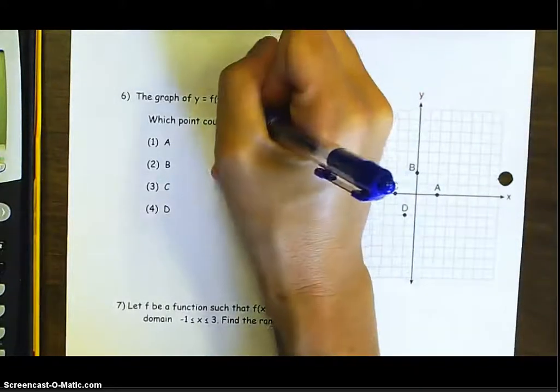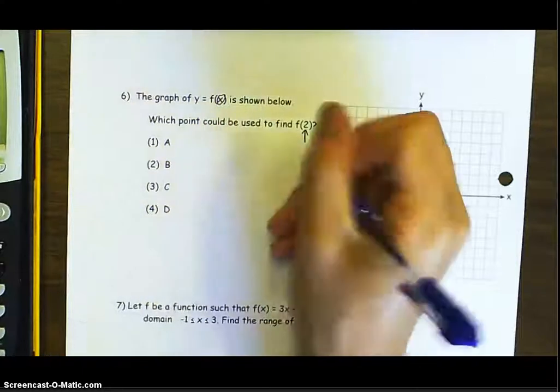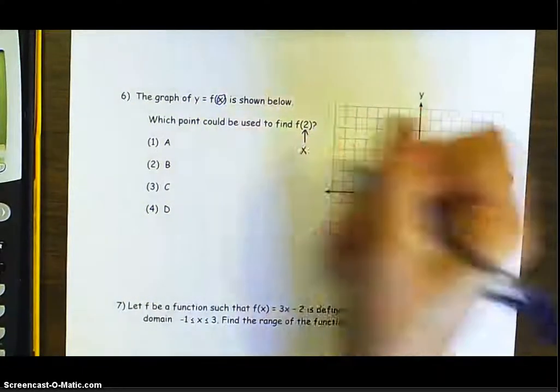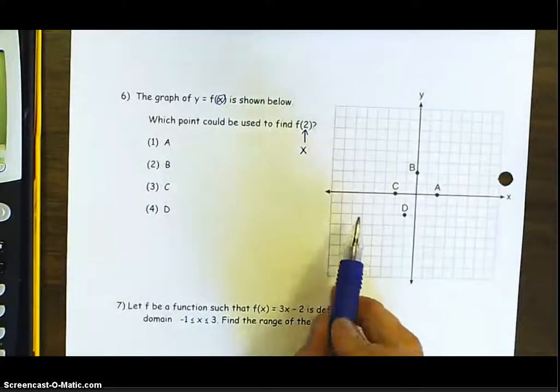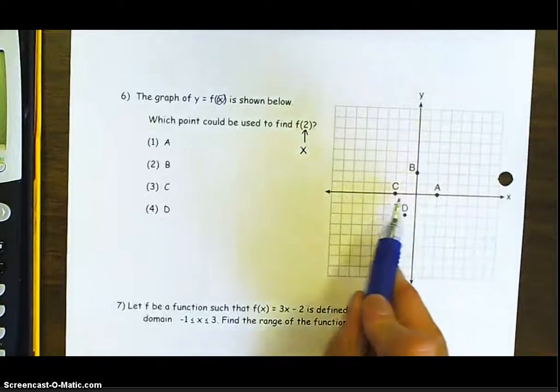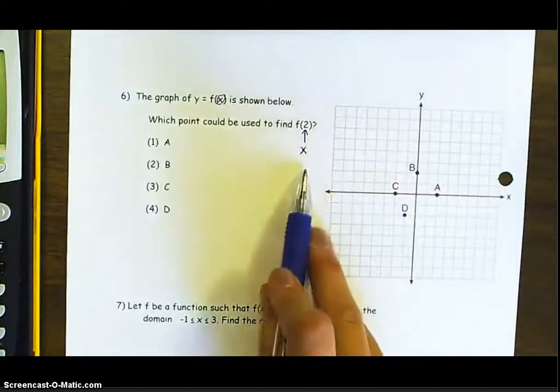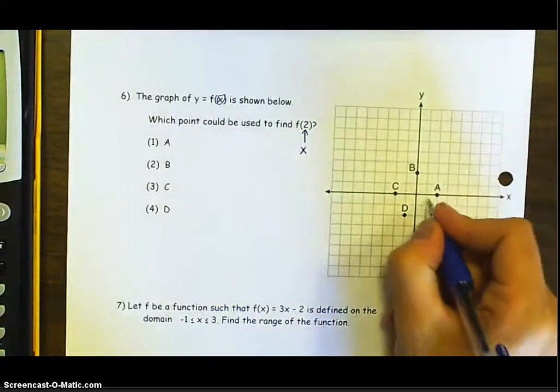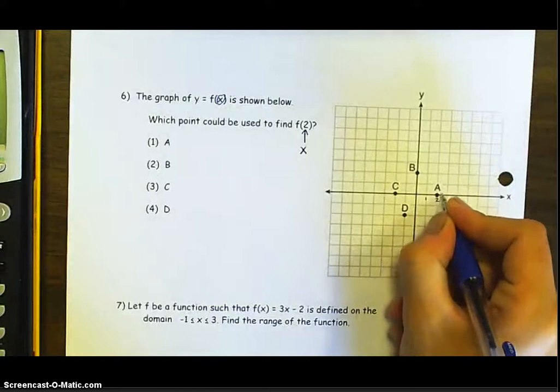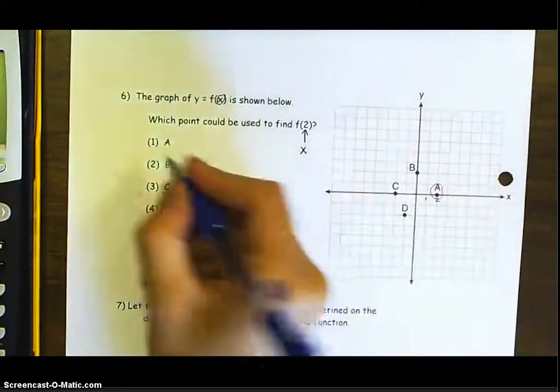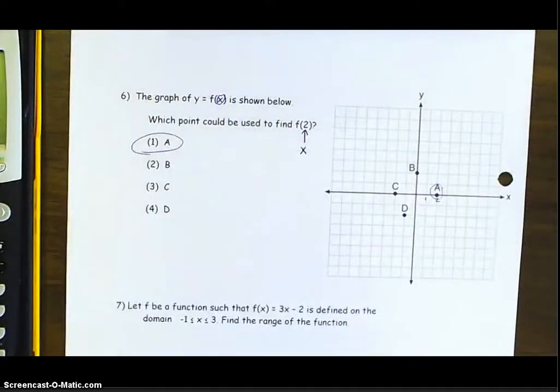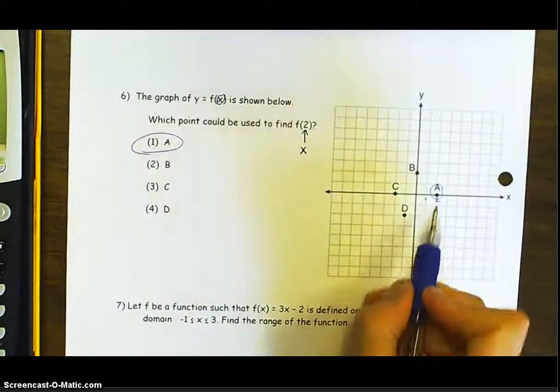All right, well, if I take a look here, x goes inside of the parentheses, so that's going to be my x value. So what we're going to do is go to the x-axis, look carefully for positive 2. So if I take a look, positive 1, positive 2. So what point is right there? Point A. So point A is f of 2.